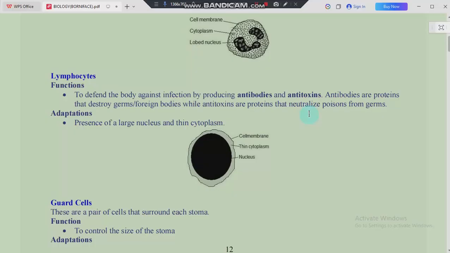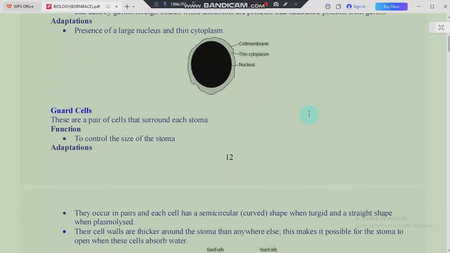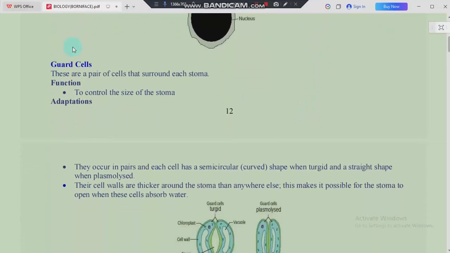Let's now talk about the guard cells. So the guard cells simply help in the closing. They control the size of the stomata, and the adaptations that they have is that they occur in pairs which are semicircular, and when turgid they become curved.